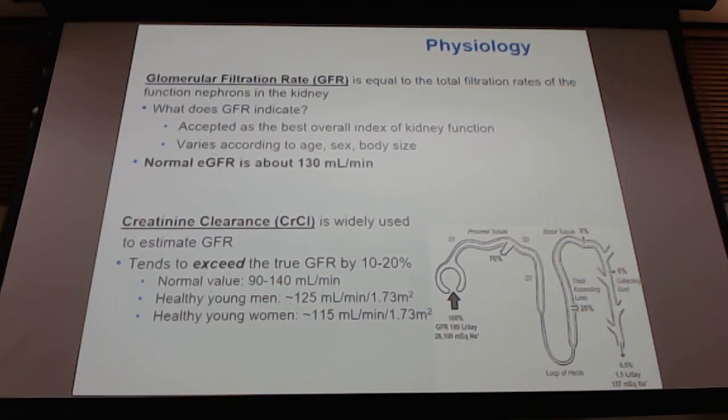For creatinine clearance, this is what we use to estimate GFR, using something called the Cockcroft-Gault equation. I hope you've heard about it. Since it's an estimate, it'll exceed the true GFR by 10 to 20%. Normal value is 90 to 140 milliliters per minute. Healthy young men will be about 125, and healthy young women will be about 115.